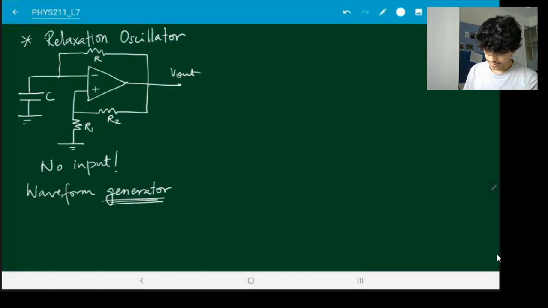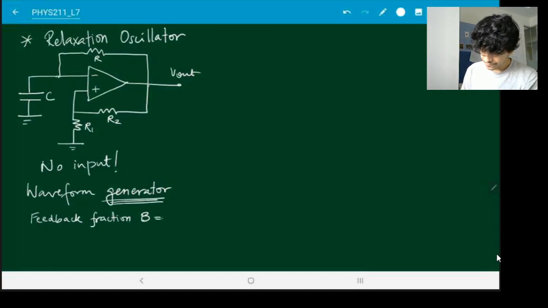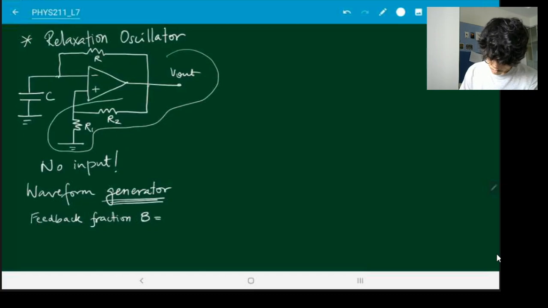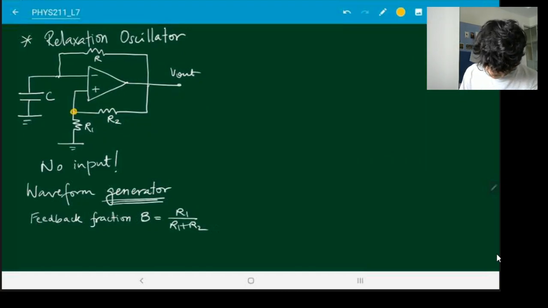So let's try and understand how this circuit works. First of all, what is the feedback fraction B? If you think of this as a voltage divider circuit, then this is just R1 divided by R1 plus R2. And this is your reference voltage over here.